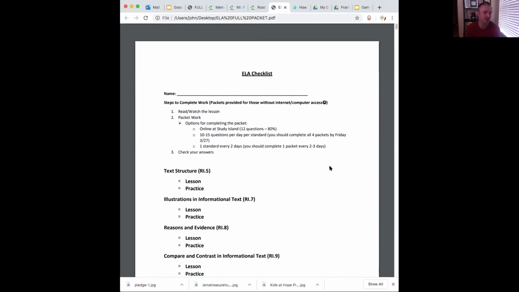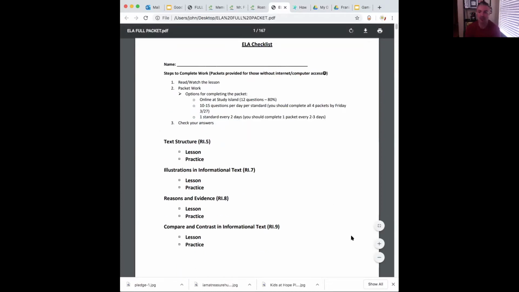So my advice for this is, here's your standards. So let's look at ELA. What she's saying is, in each standard, 10 to 15 questions. So text structure, 10 to 15 questions. Illustrations and informational text, 10 to 15 questions. Reasons and evidence, 10 to 15 questions.